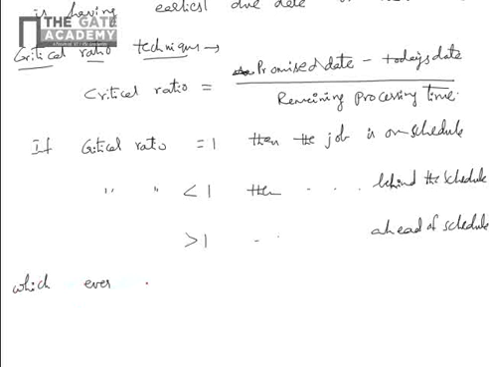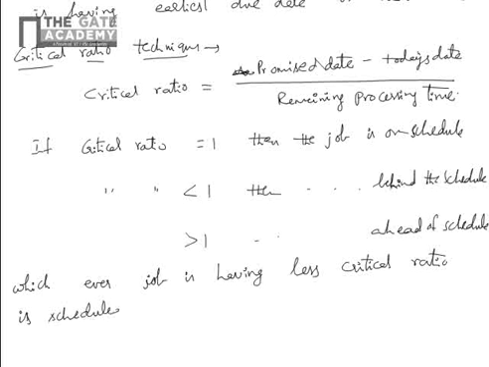Whichever job has the lower critical ratio is scheduled first. So the most popular rules for scheduling, as we have discussed, are first come first serve, which is one of the universal rules, shortest processing time, which is another rule, and earliest due date.